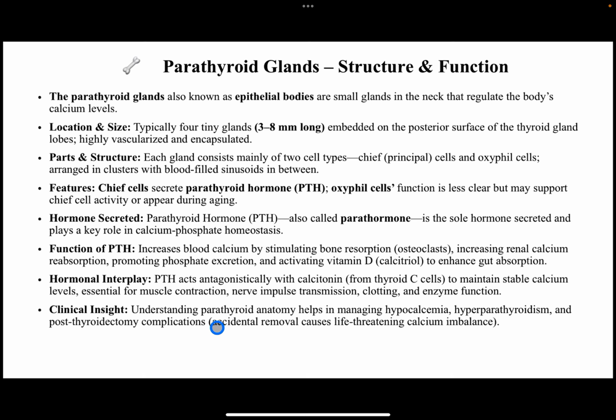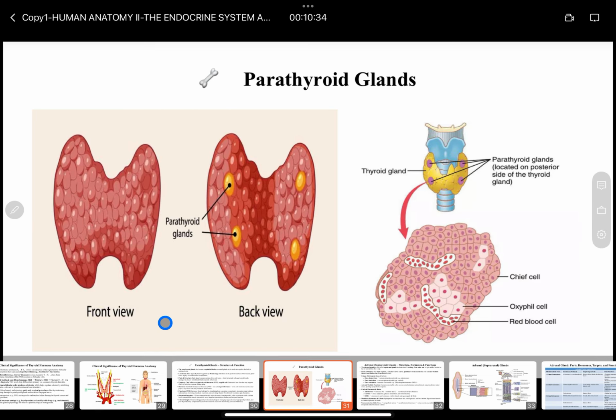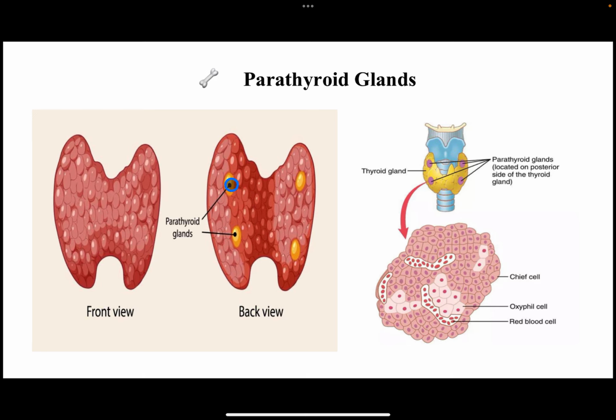post-thyroidectomy complications. Because post-thyroidectomy, you would understand that because of the location of the parathyroid glands, the parathyroid glands can be accidentally removed. There can be accidental removal, and that can cause a life-threatening calcium imbalance. Is that okay? Good. So these are the parathyroid glands. 1, 2, 3, 4.